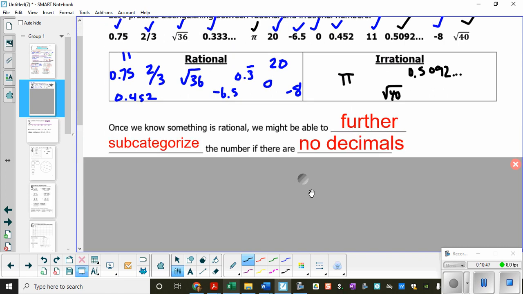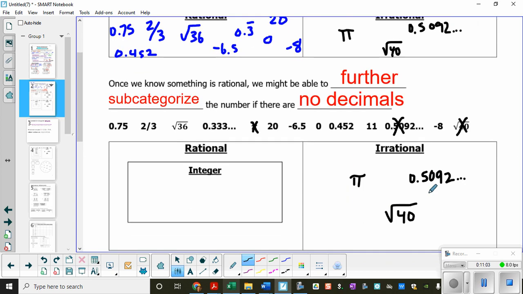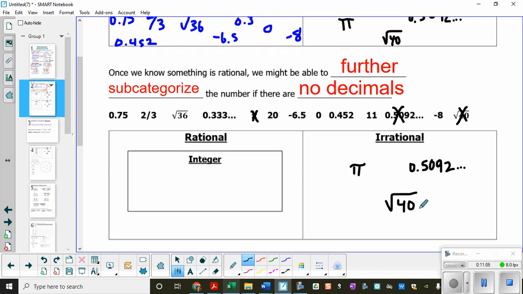All right. Now, once we know something is rational, we're going to focus on the blue side, okay? Because once we've said that it is rational, we can further subcategorize it if we don't see any decimals, okay? So what I mean by that, and you can go ahead and copy this down if you want to, we already got the 3 that were irrational. I'm already going to cross those out and put them on the irrational side, because once it's irrational, there's nothing else that we can do about it. It's just going to stay irrational. But if it's rational and we don't see any decimals, we can actually call it an integer.